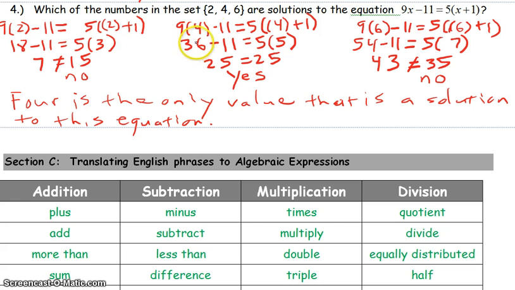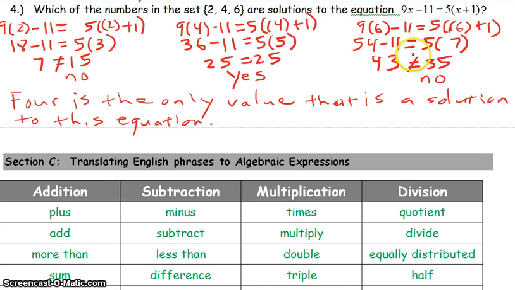Now, we do the same thing, but this time we substitute in 4 for x. So we have 9 times 4, which is 36, and we bring down our minus 11. We have our 5, but we substitute in 4 for x, and in this parenthesis we have 4 plus 1, and that becomes 5. 36 minus 11 is 25, and 5 times 5 is 25. 25 does equal 25, so your answer is yes.